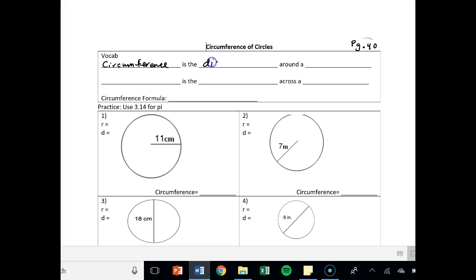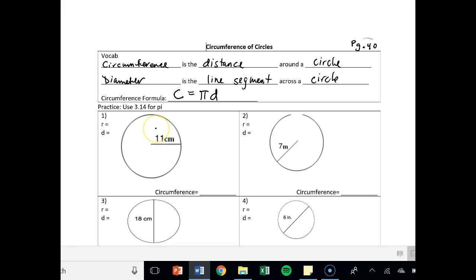is the distance around a circle, kind of like perimeter. And then the diameter we can call the distance or the line segment across a circle. Our circumference formula is going to be C is equal to pi times our diameter, d. So we're going to use 3.14 today for pi.